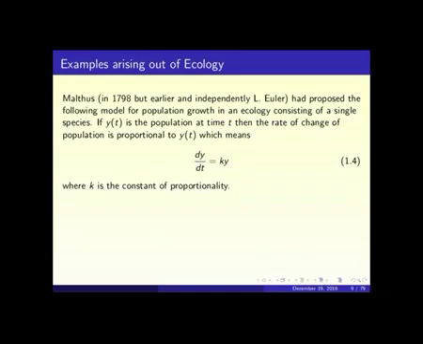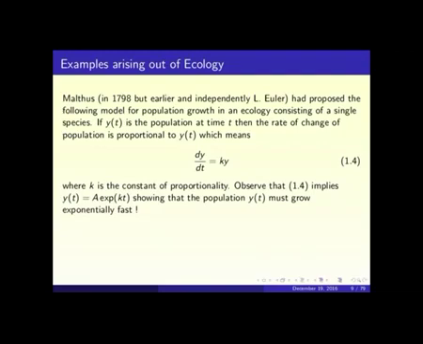What does the model say? It says that if y of t is a population of the species at time t, then the rate of change of population dy by dt is proportional to the population present at the time. In other words, dy by dt is k times y for some constant k of proportionality. This is equation 1.4, the equation of a single species ecology, or the Malthusian model.